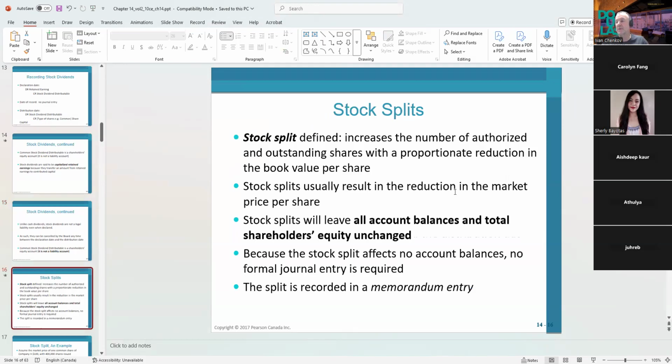Let's see now stock split. What's a stock split? Trying to find some sheet of paper here around me. Let me see if I can find a sheet of paper, and I'm going to show you the stock split.